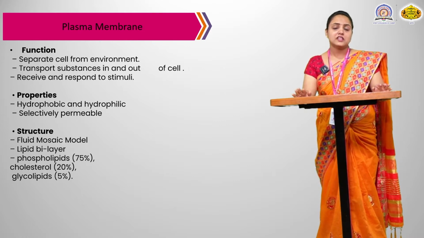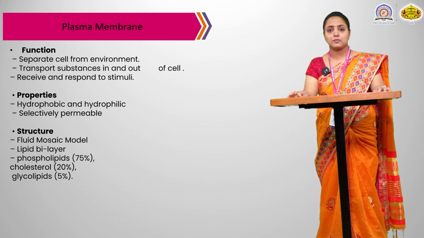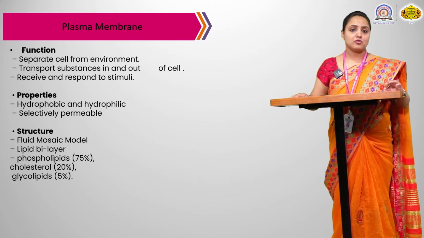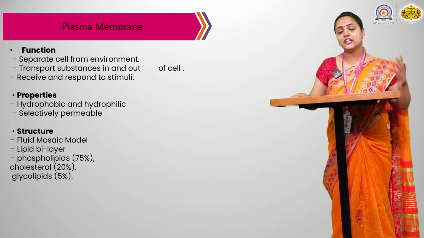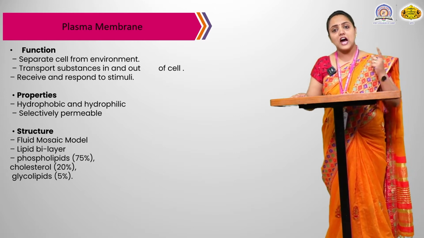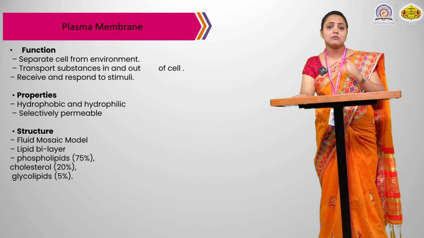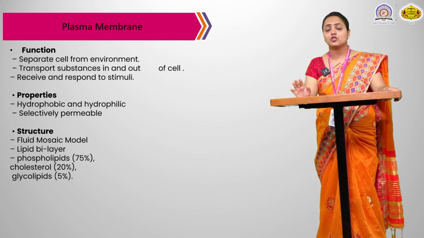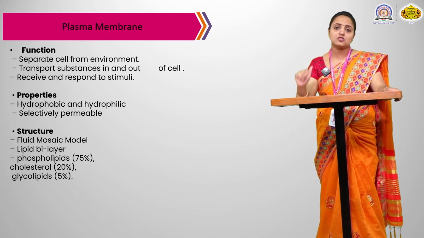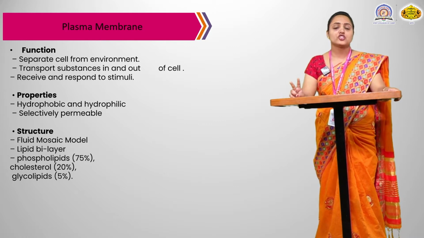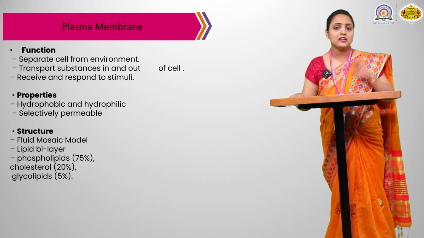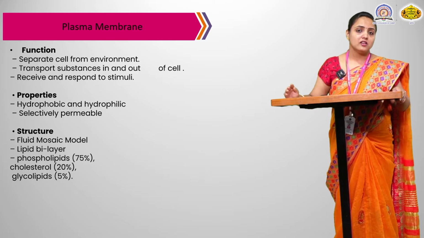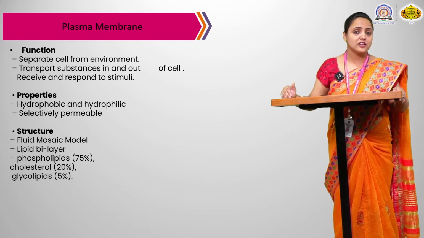The properties: there is the hydrophobic and hydrophilic property, which is a major component of the plasma membrane. Because of that, some molecules can't easily diffuse into the plasma membrane, because the hydrophobic tail molecules present inside the plasma membrane don't allow hydrophilic molecules to penetrate very easily. So, for such molecules, a carrier or a channel is required, which we are going to learn in our next slides.